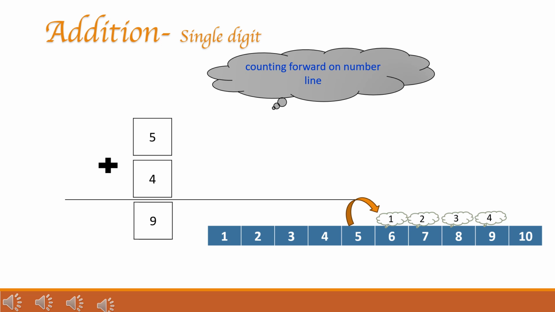The sum is the number where the forward counting ends. And in this problem, the forward counting ends at 9. So the answer will be 9.